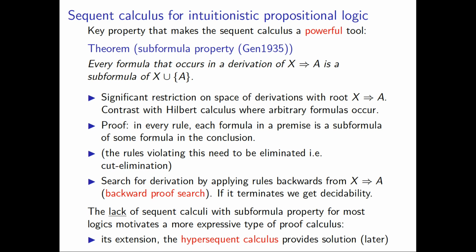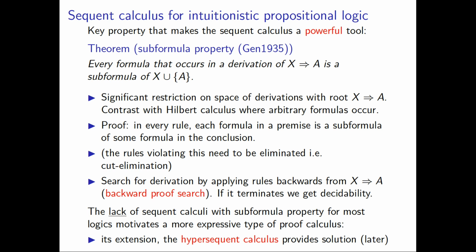And to see that this holds, it suffices to look at the form of the rules in the sequent calculus and observe that every formula in a premise would be a subformula of some formula in the conclusion. Of course, this doesn't hold if you have a rule like, famously, the cut rule, which violates this property, but I'm considering post-cut elimination. So there's a cut elimination result in the background which says that you can avoid rules that break this property. Great.